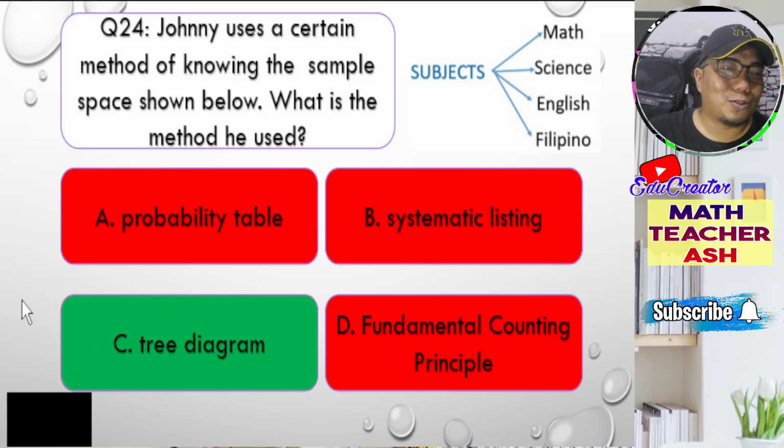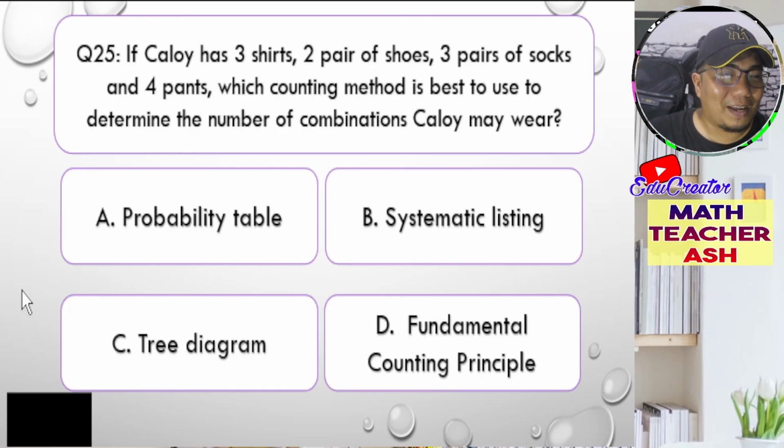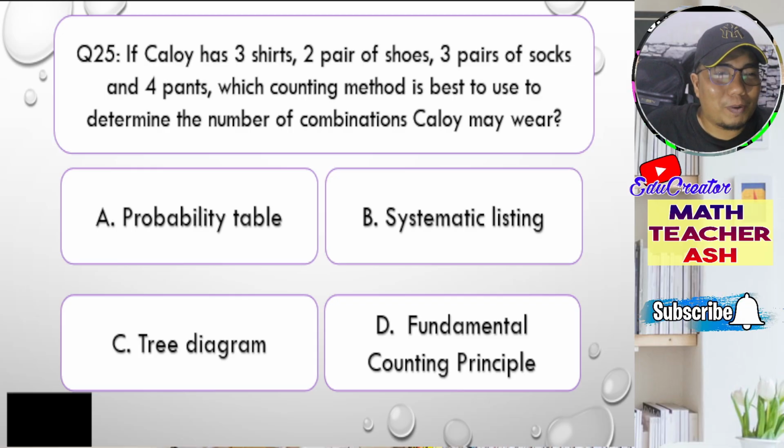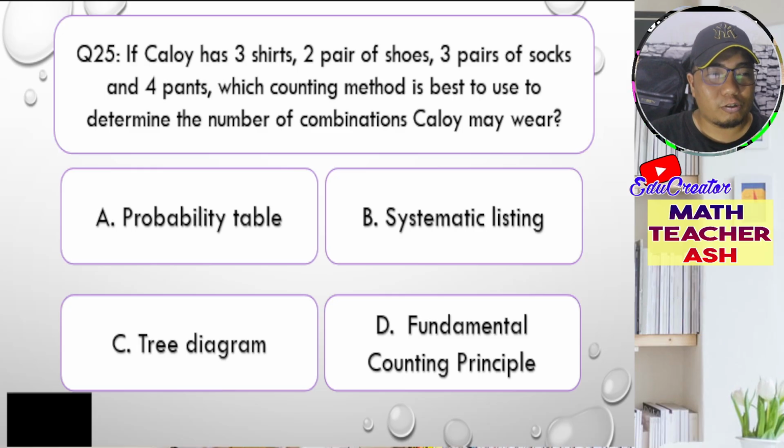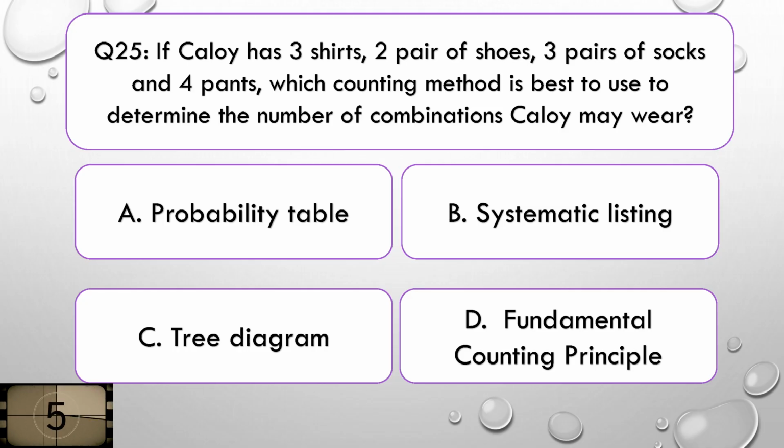Now let us go to question number 25. If Kaloy has 3 shirts, 2 pairs of shoes, 3 pairs of socks, and 4 pants, which counting method is best to use to determine the number of combinations Kaloy may wear? Is it A, probability table, B, systematic listing, C, tree diagram, or D, fundamental counting principle? I'll give you 5 seconds to think about your answer.